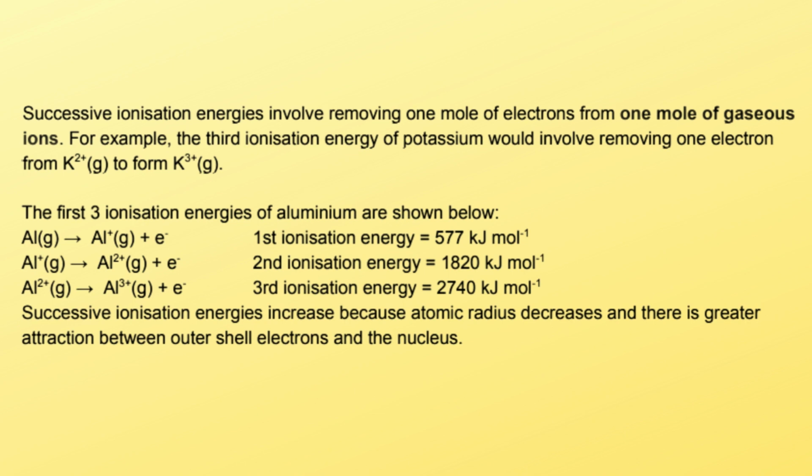Likewise, in the case of Al2+, giving away 1 electron to form Al3+, a greater amount of ionization energy is required. That's given as 2740 kilojoules per mole, which is much greater than the first and second. So successive ionization energies increase because atomic radius decreases and there is greater attraction between outer shell electrons and the nucleus.